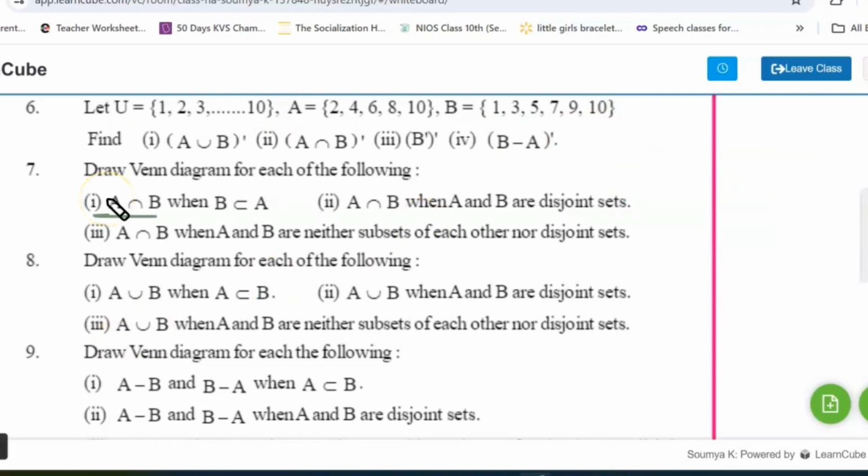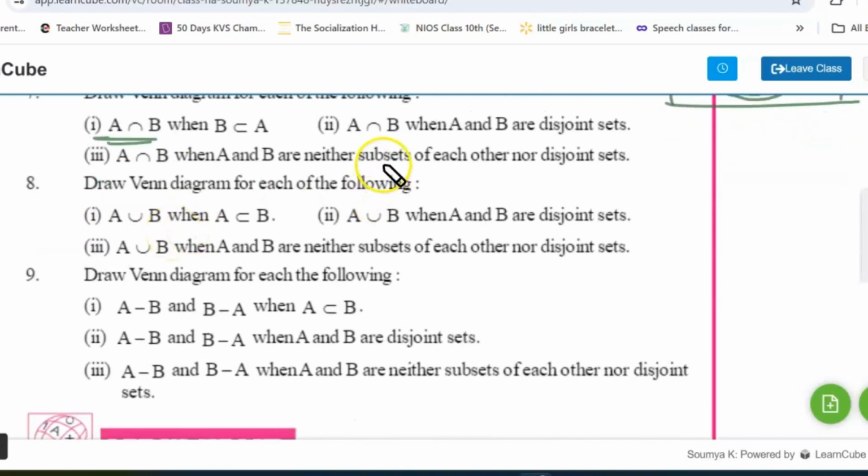Diagram for the following: A intersection B, where B is a subset of A. That means this is your universal set, and you have got two sets B and A. This is B and this is A, where B is a subset of A. So A is the outer one, and the intersection is required. So what is common in both of them? This shaded area comes as the intersection of both of them.